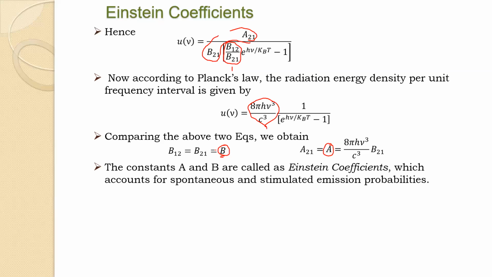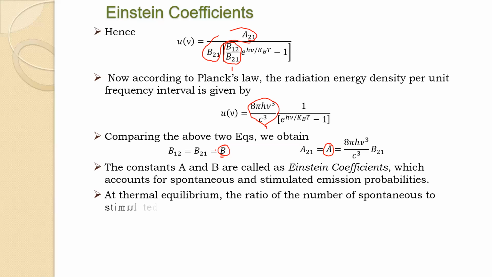And when we are finding the ratio of the number of spontaneous to stimulated emissions, it will be equal to e raised to h nu divided by kBT minus 1, because we know that the number of spontaneous emissions, that is u21, is equal to A21 into N2.